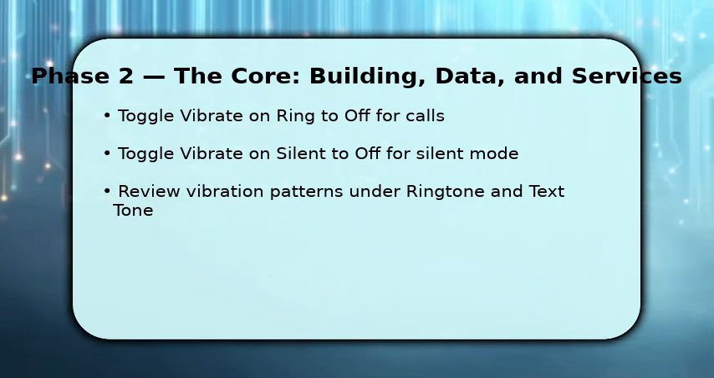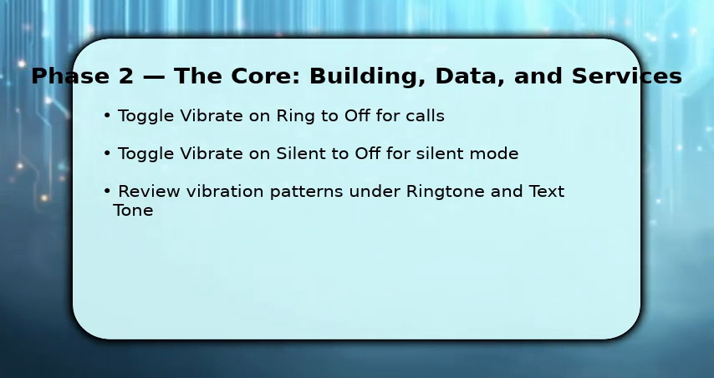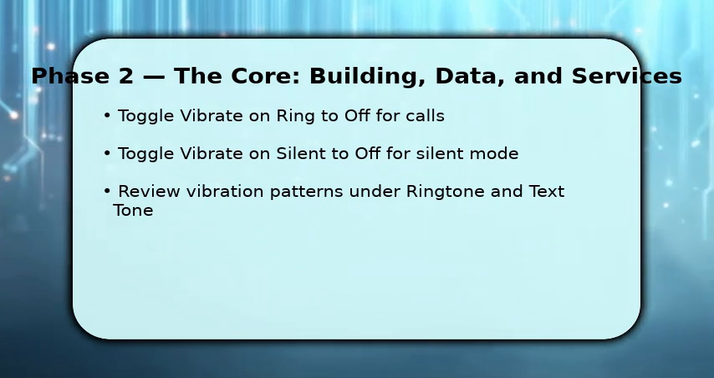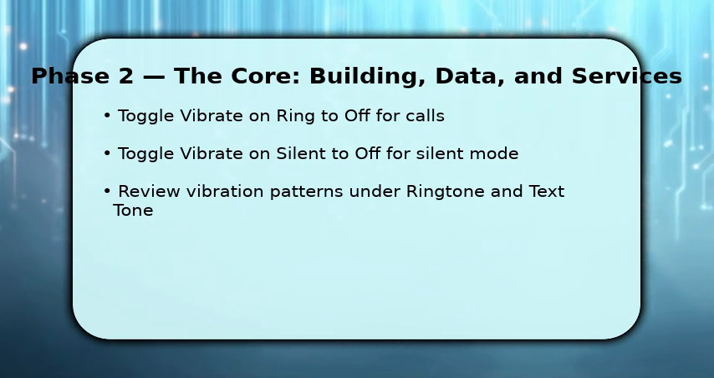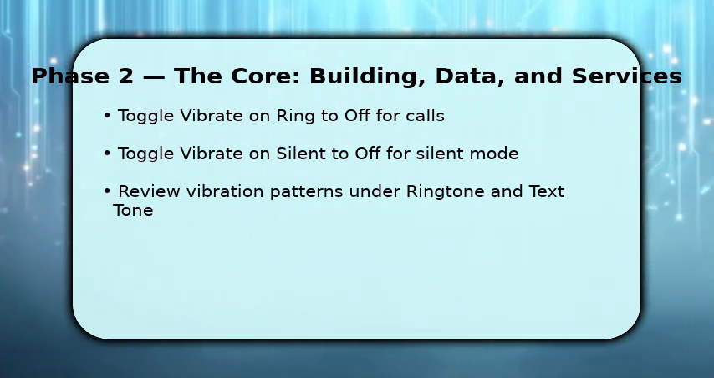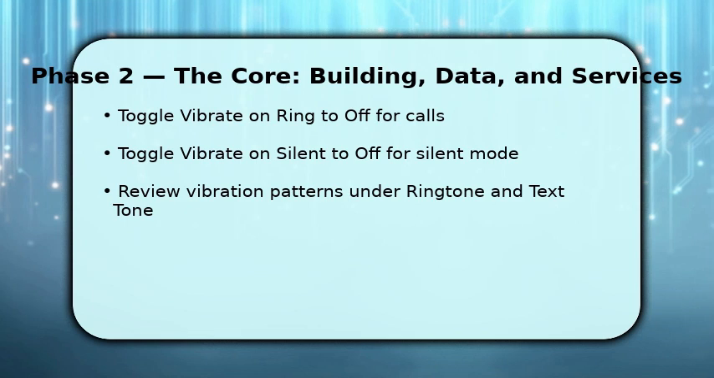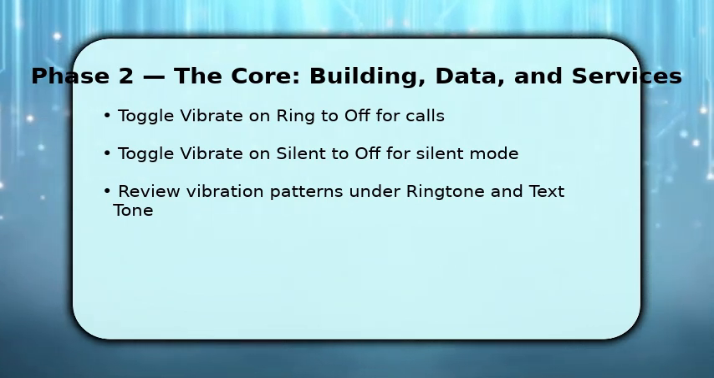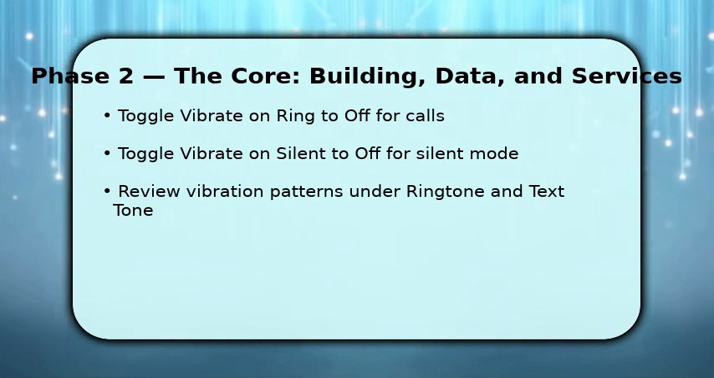Tap each toggle and watch it switch to gray. That visual confirmation matters. Then, make sure no custom vibration patterns remain active by checking ringtone and text tone vibration and selecting none. Once done, your phone won't vibrate for calls or texts, and you maintain audible alerts if the ring is on. This prevents duplicate alerts.